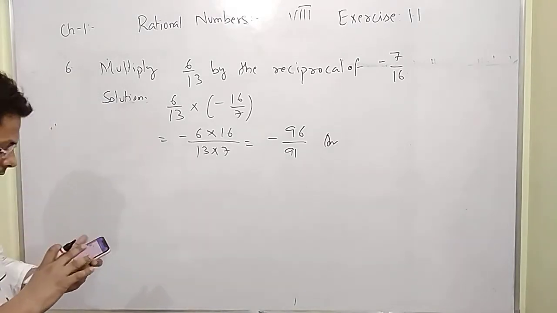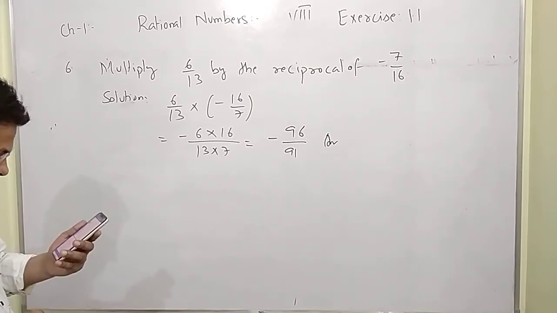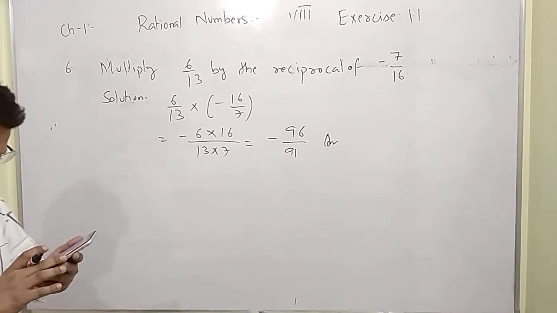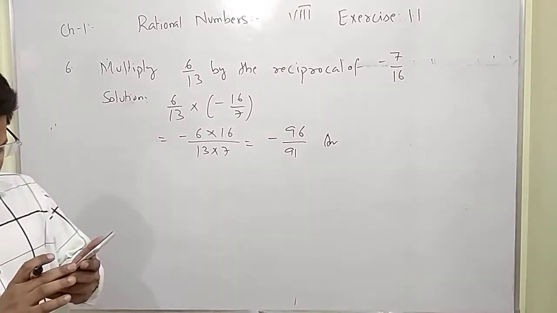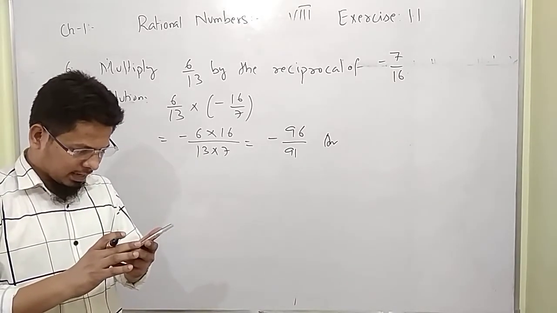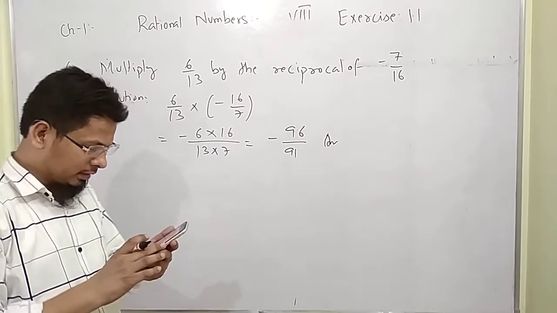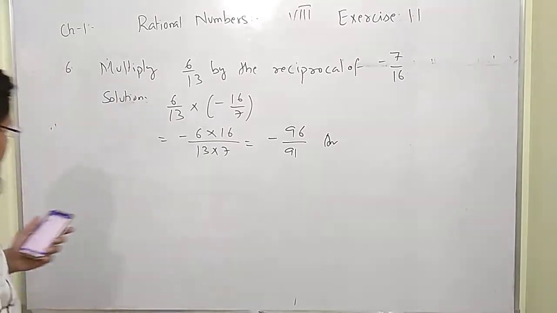Now see some other problem. Question number 7, class. Tell what property allows you to compute 1 upon 3 into 6 into 4 upon 3 as 1 upon 3, 6 into 4 upon 3. It is an associative property.